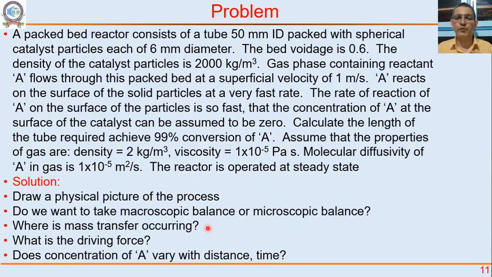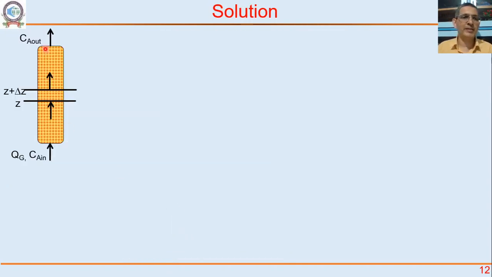Try the problem yourself. You should be able to do it on your own now. Pause the video. Here's the solution. So imagine this is the bed. We are going to take Z and Z plus delta Z, and we are going to take this as a control volume, and we are going to write a balance.